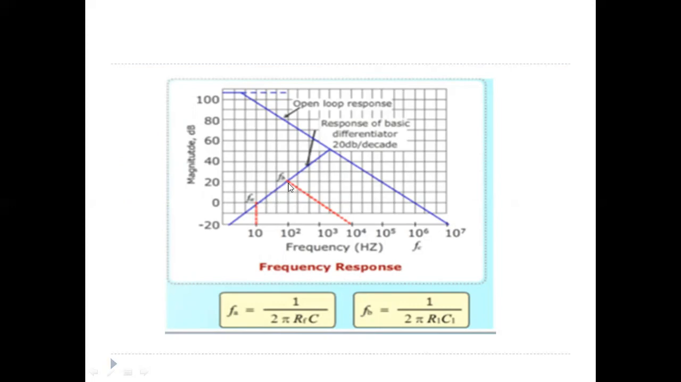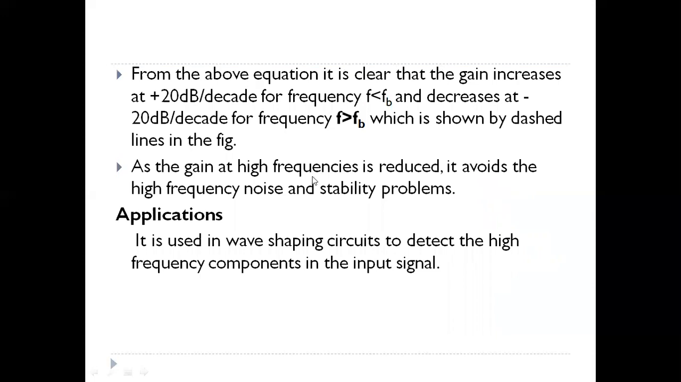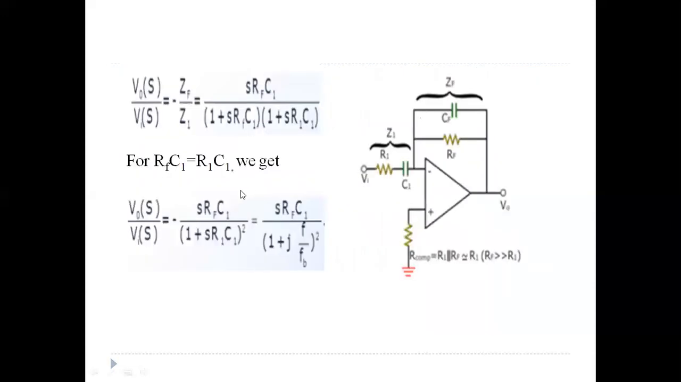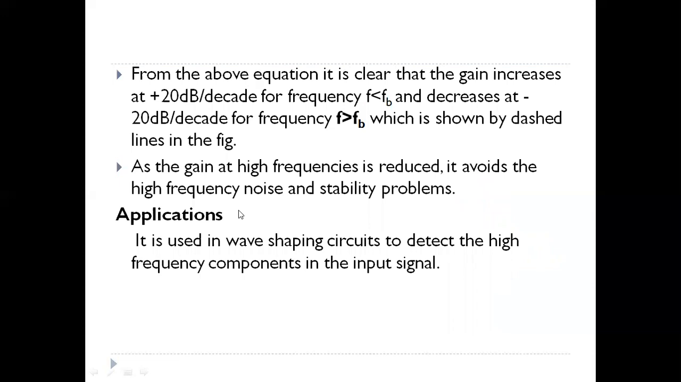So if you draw the graph for this equation for the practical differentiator, then we can get the frequency response as this. That means it will not go through the open loop response. So at higher frequencies the output will become non-linear in the case of the basic differentiator, but that problem can be eliminated if you draw the frequency response by using this equation. That means for the practical differentiator, the application is it will be applicable for wave shaping circuits in order to detect the high frequency components in the input.